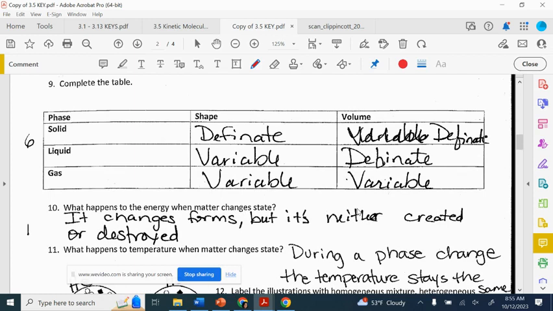Okay. What did it say in the liquid row volume? The volume is definite. Like definite measure. You can measure it. It's going to stay the same as opposed to its shape. Its shape is variable. It's going to change based on the container that it is in. When you get to a gas, it's going to take the shape and the volume of the container. Does that make sense? Because they're going to spread out as far and wide as they possibly can.